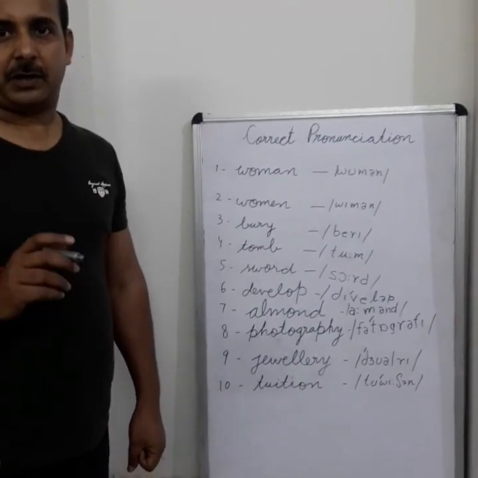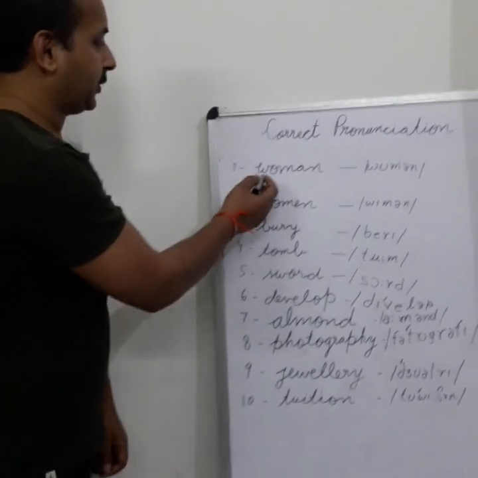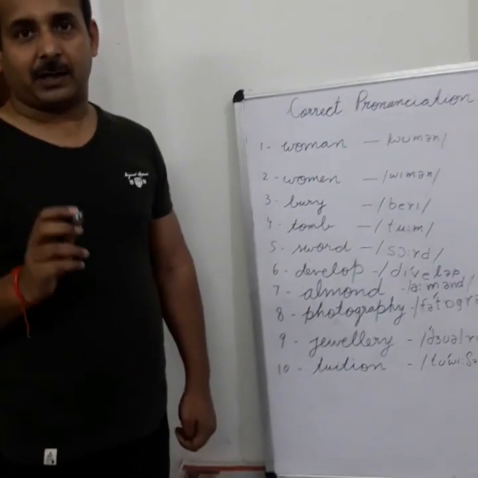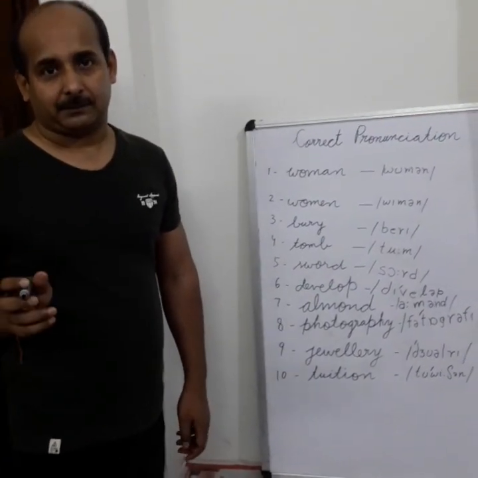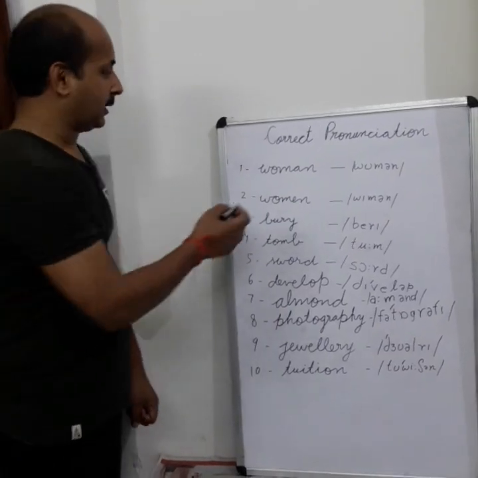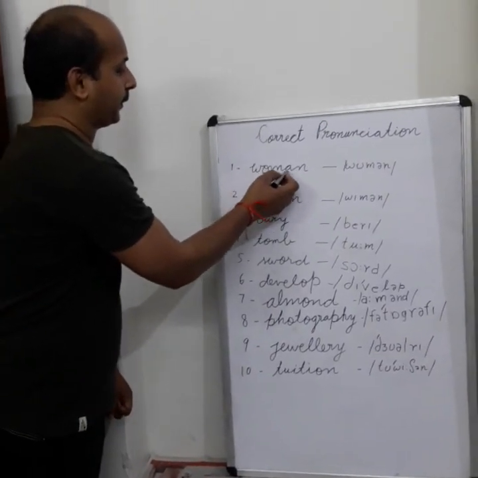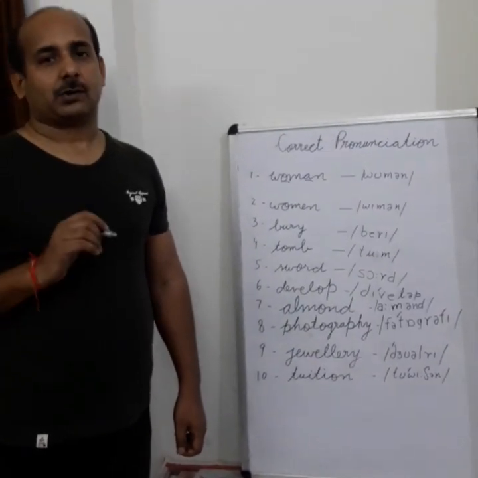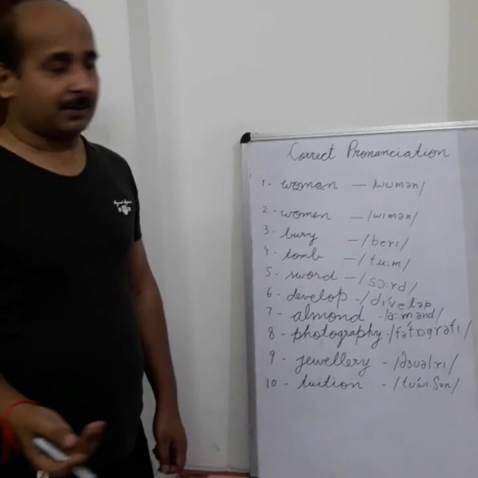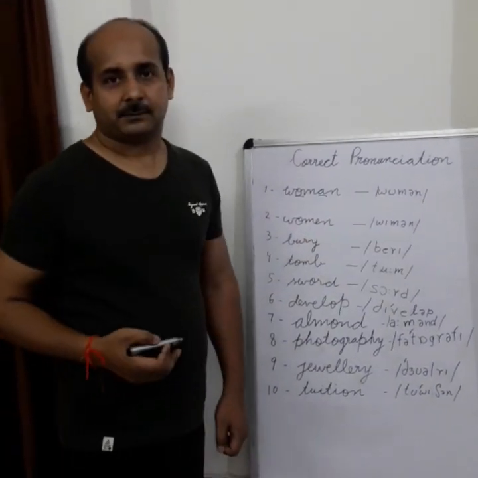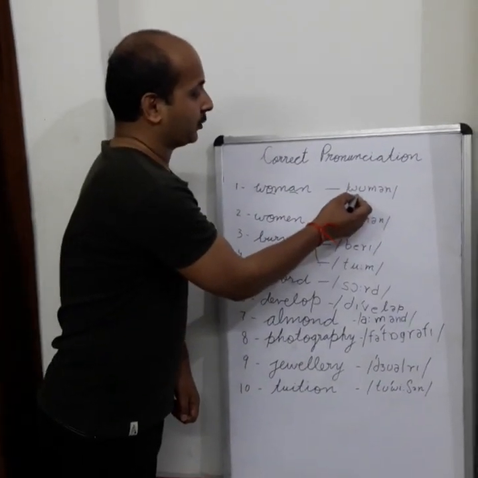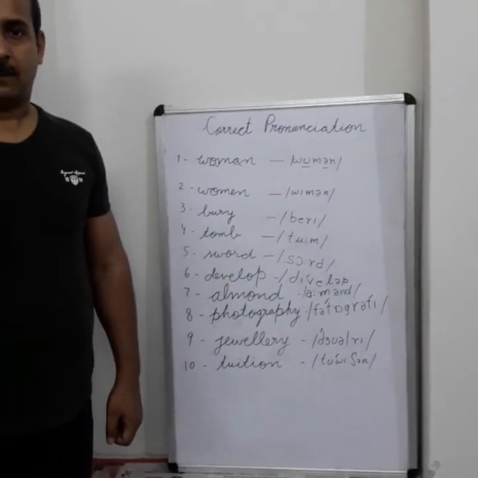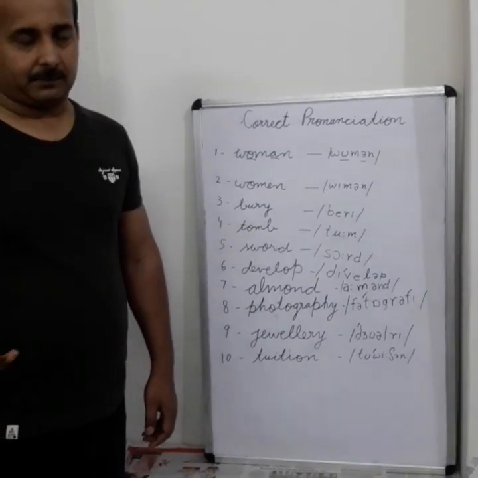The first word we are going to pick is the word woman. How is it pronounced? Generally people pronounce it as woman. They look at the letter O and A and they pronounce it as woman. No, the correct pronunciation is woman. Look at the vowel sound. These two sounds. So the pronunciation is woman, not woman.